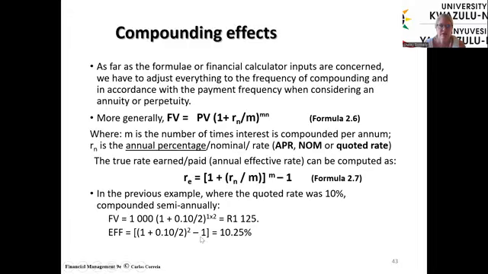It was 10.25%, which we work out by using the formula 1 plus our effective rate, our nominal rate of 0.1 divided by 2, because that's the number of times interest is going to be compounded in the year, to the power of 2 minus 1. Okay, so when interest is compounded annually, there will be no difference between your nominal rate and your effective annual rates.